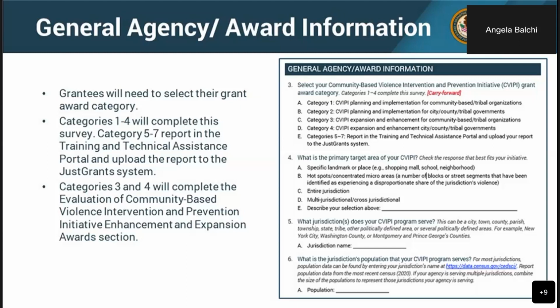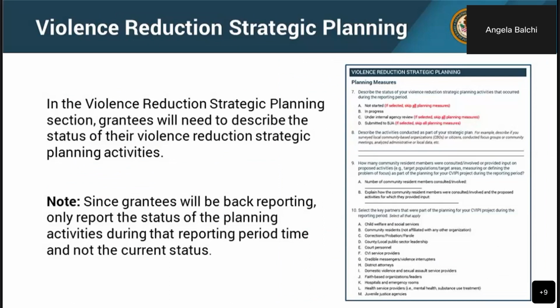You will also indicate your primary target area of your CVIPI program, the name of the jurisdiction or jurisdictions, and the population. In the next section, Violence Reduction Strategic Planning, grantees will need to describe the status of their violence reduction strategic planning activities. Since grantees will be back reporting, only report the status of your planning activities during the reporting period for which you are reporting, and not the current status of the activities. You will have an open text field to describe the activities that you conducted as part of your strategic plan. You will then enter the number of community resident members consulted or involved in your strategic planning and select key partners in the multiple response checklist.